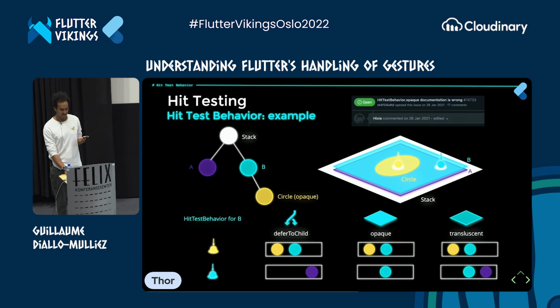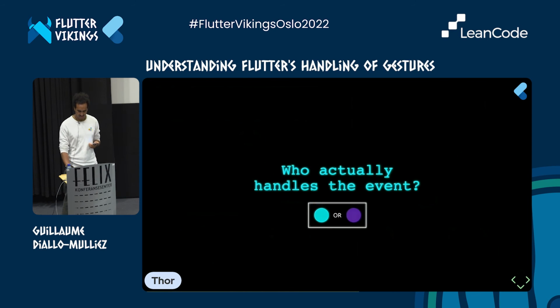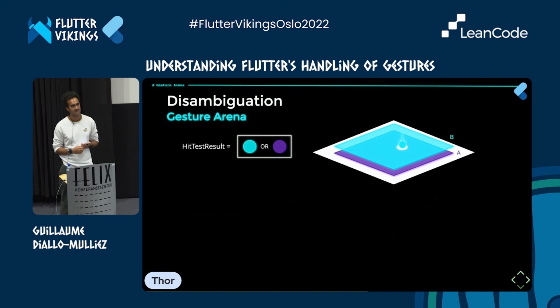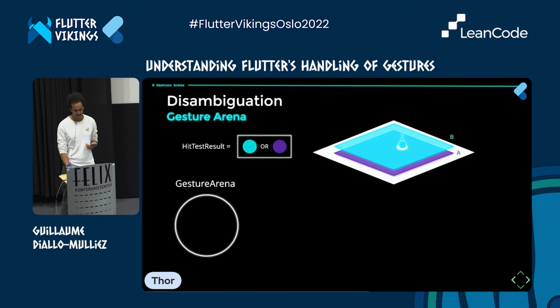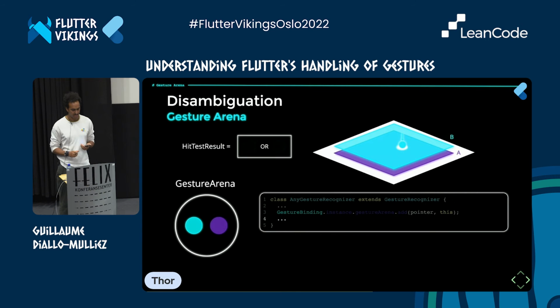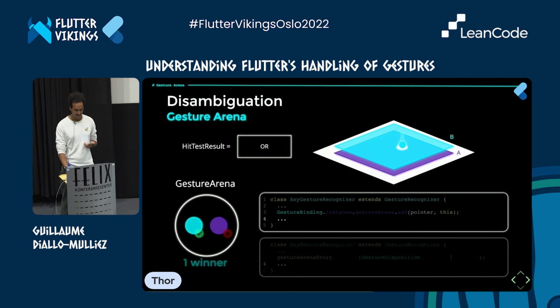So now you're telling me we have a certain difference during the hit test, but who actually handles the event, right? To answer this, I need to talk about this object, which is the gesture arena in Flutter, which handles the disambiguation. Who will actually get the event? If I click on a stack with those two children, then both recognizers will be added to the gesture arena. The gesture arena is just one instance on the gesture binding instance, and every recognizer adds itself directly to the arena.